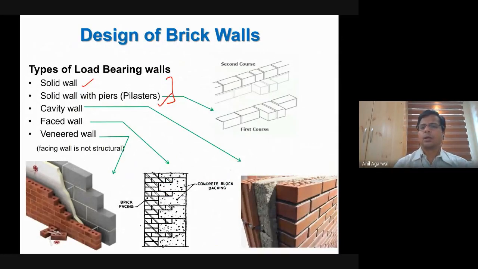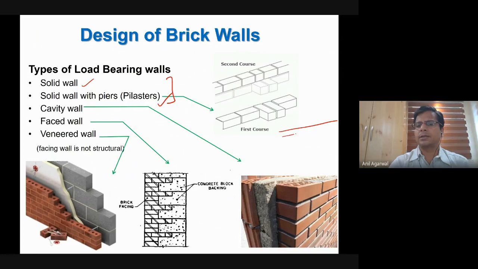What is a solid wall with pilaster? It is basically a solid wall, but in between, let's say I have a straight wall. That is, I'm looking at the wall from the top. What we may have is in between, we may increase the thickness of the wall. So this is the plan view, and I'm looking from the top. Sometimes I may increase the thickness of this wall. Okay, so these are called pilasters. These are extending all the way down.